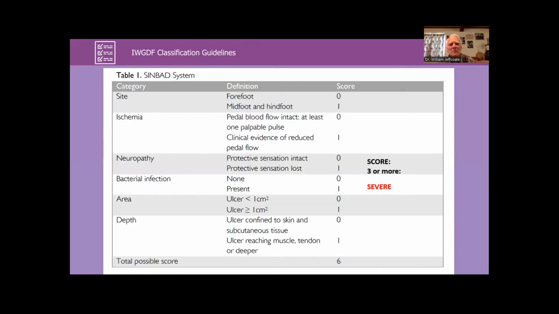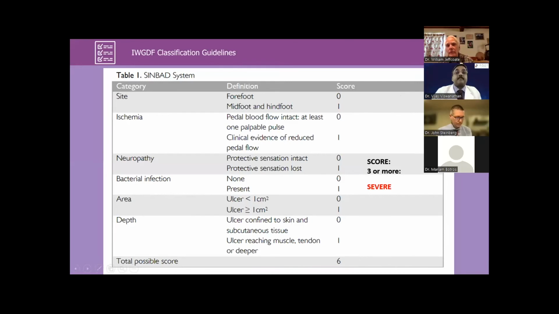And next slide, please. The SINBAD system has just got 6 components and they're all yes, no. And they're very, very simple. Is it forefoot? Is it hindfoot? Does the person have signs of peripheral artery disease? Yes, no. Neuropathy? Yes, no. Very, very simple things. And actually, you can do it in 2 minutes in the course of a routine clinic.